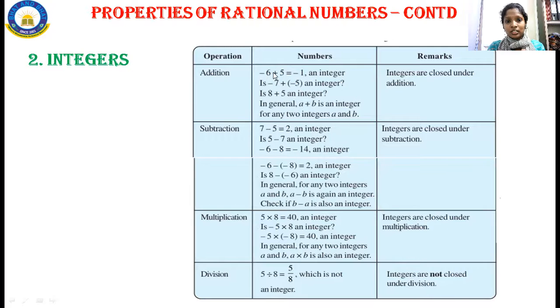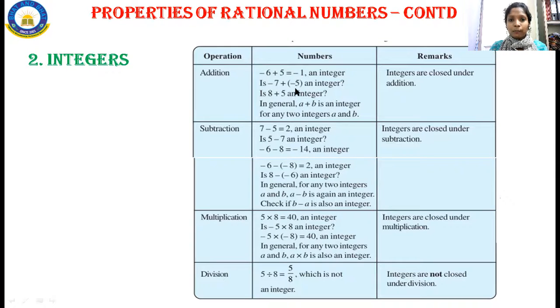Before the greater number there is a sign of subtraction, so here before 1 I am putting minus 1. It is an integer. Is minus 7 plus 5 into plus 5 an integer? Whether this number is an integer or not, we have to find it out. See students, one of the important things: any number which is written inside a bracket, the bracket is the symbol of multiplication. Always remember that bracket is the symbol for multiplication.